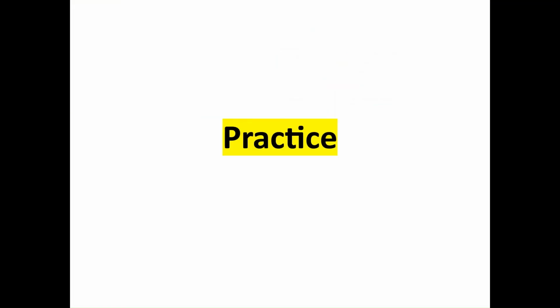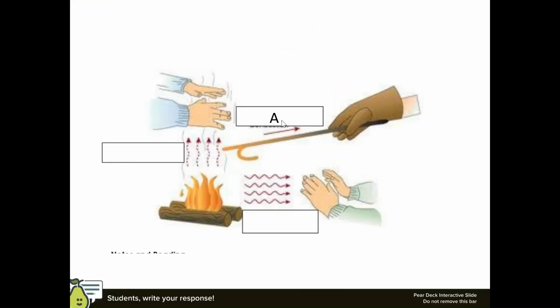So let's practice. What do you think A is? Good. It's conduction. And that is heat being conducted from hottest to coldest through direct contact. This metal is making direct contact with the fire. So it's going from hot to cold.